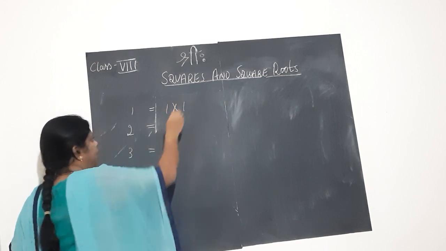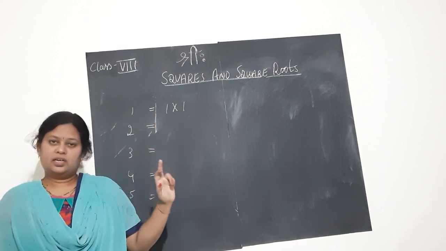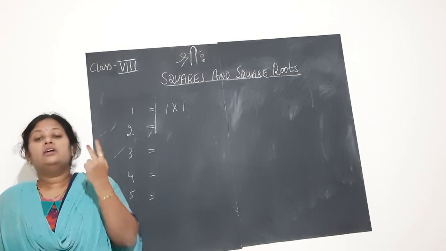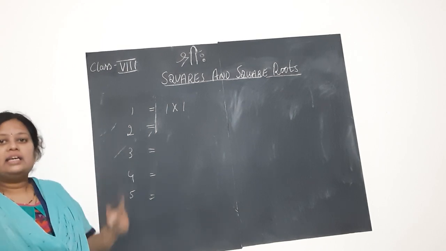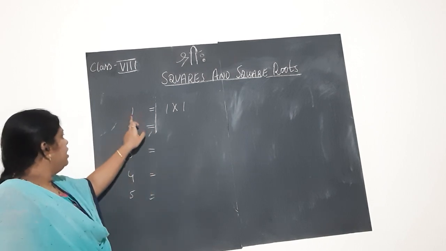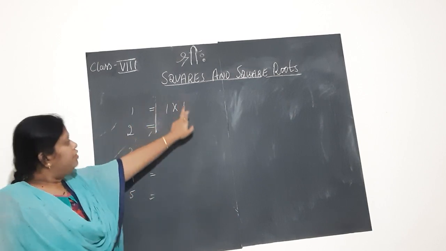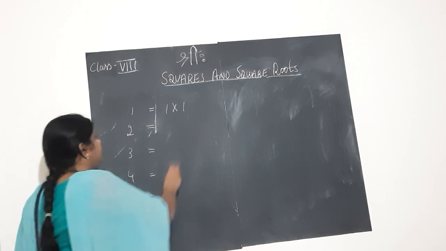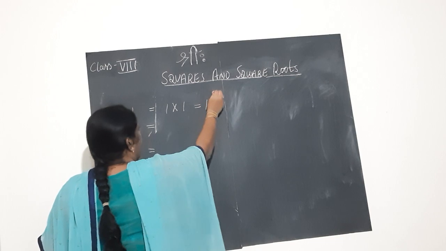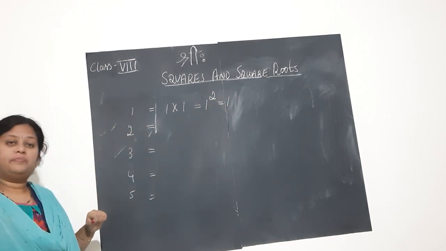Square means you obtain it by multiplying the same number twice. If you multiply the same number twice, the product you get is called the square of that number. Like 1 is the first natural number. If I multiply 1 with 1 again, the product is 1 into 1, which is 1 again, or I can write it as 1 square, which is equal to 1.